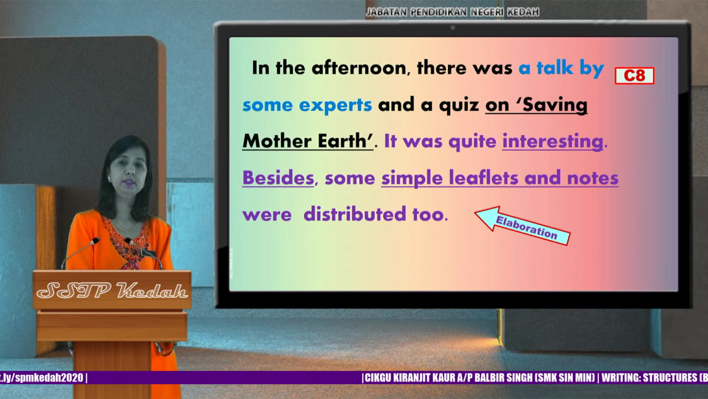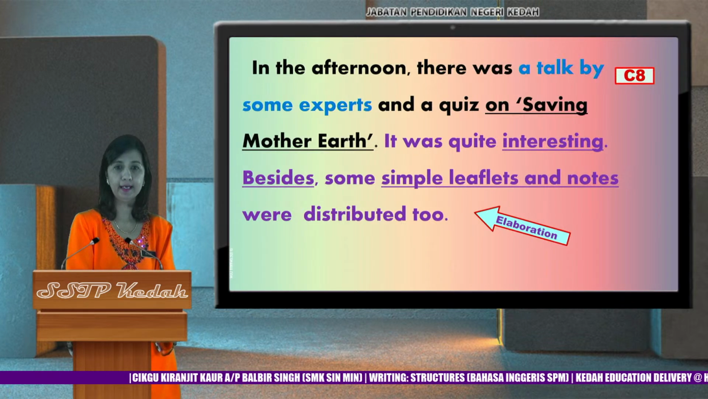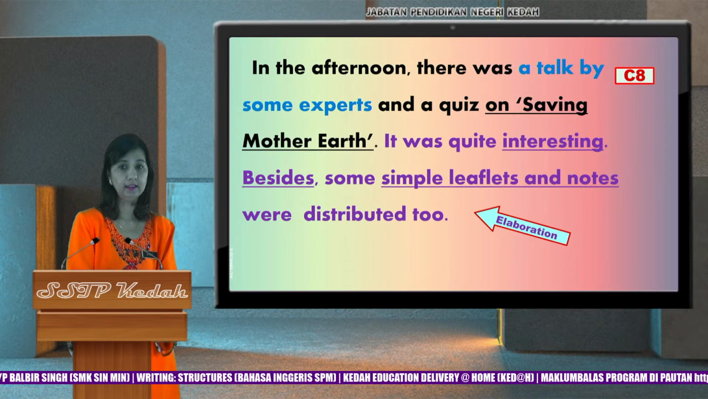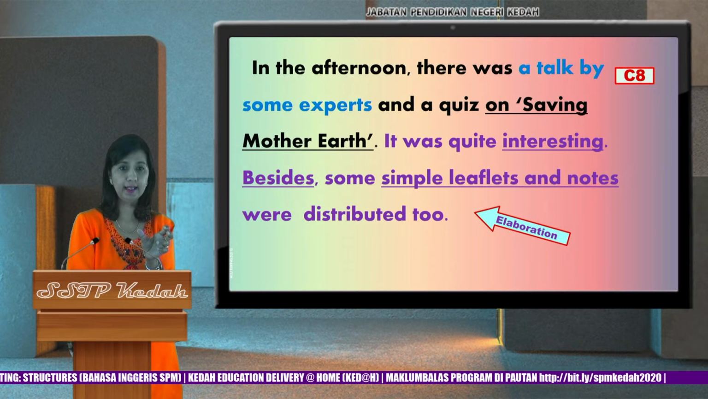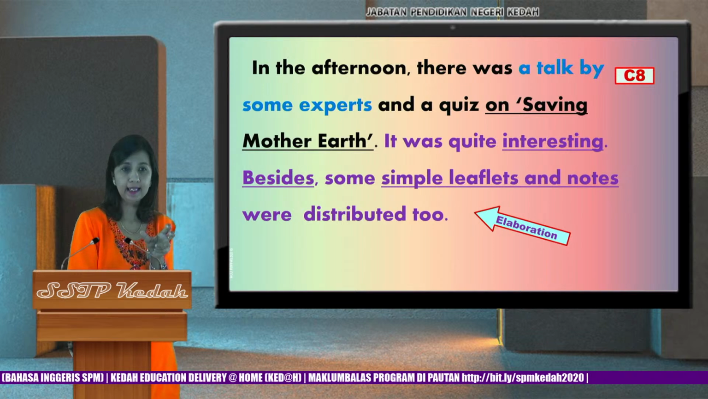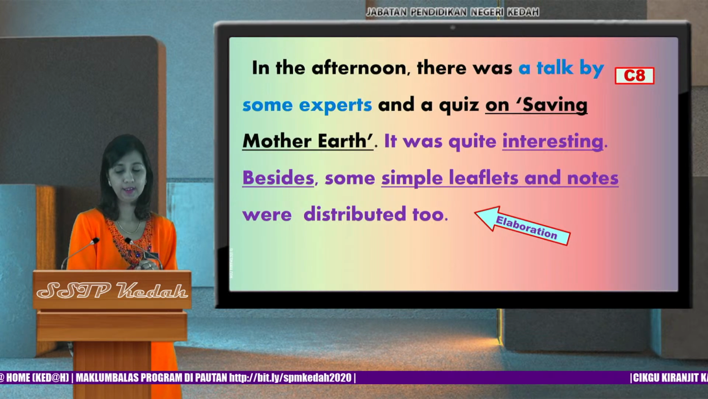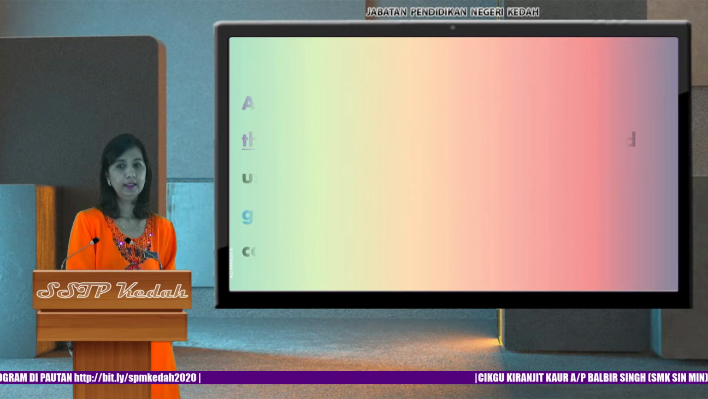Sometimes you can elaborate in the same sentence. For example, if you look at the first sentence where a talk by some experts is given, the content point is a talk by some experts, and you elaborate: when was it? In the afternoon. So this is also part of an elaboration. You are elaborating the content point in the same sentence. You can do that, students. Yes, you can do that. Or you can add another sentence. Alright? Okay, then we go on.